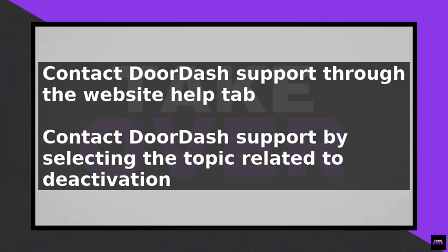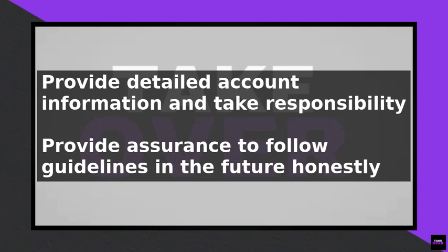Be honest and take responsibility for any mistakes you made, and assure DoorDash that you will follow their guidelines in the future. DoorDash will review your appeal and may request additional information or documentation to verify your identity or business information. If your appeal is approved, your account will be reactivated, and you can start receiving delivery requests again.